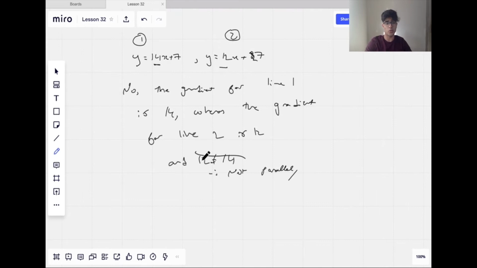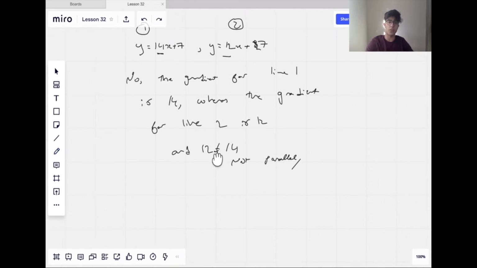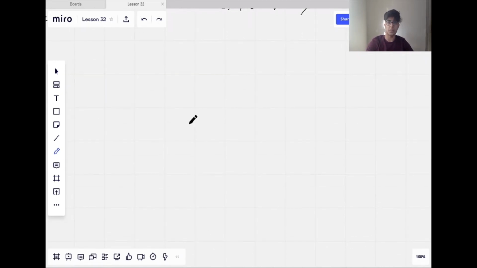Let's try another one. If you can, pause the video this time around and perhaps give this a guess. y equals x plus 7, y equals x plus 9. And clearly these are parallel, they have the same gradient. I'm not going to bother writing it out.